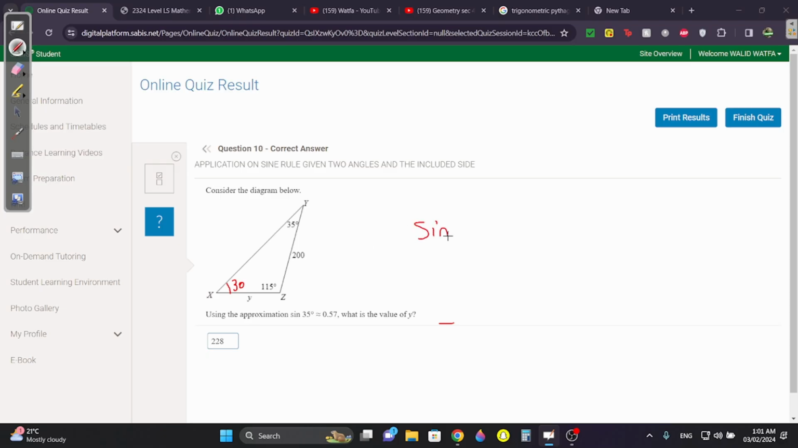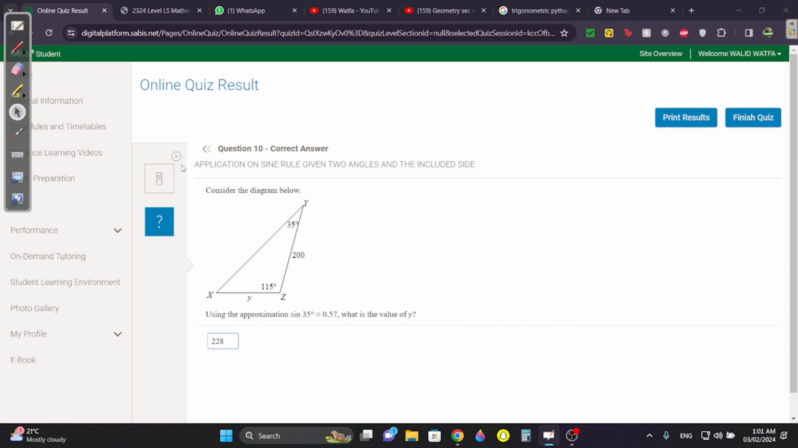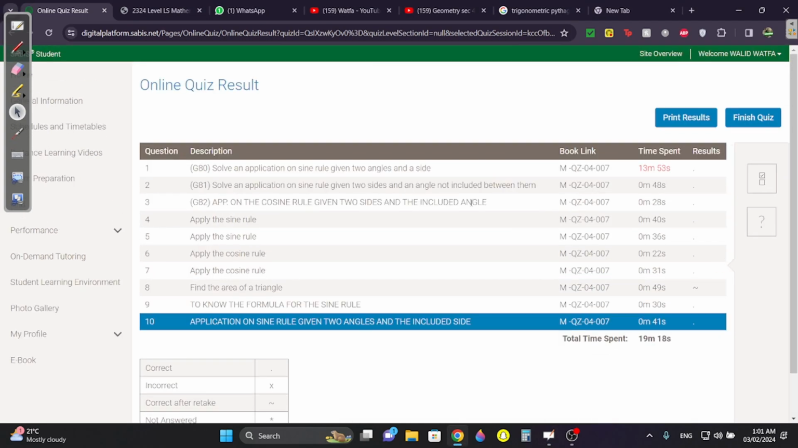So it's going to be sine 35 over y equals, what do we have given? We have this side given, so we take the angle opposite to it, which is 30. So sine 30 over 200. They're saying use sine 35 as 0.57. So 0.57 over y equals sine 30, which I'll give to you as 0.5. If you want it on a calculator, it's 0.5 over 200. Cross multiply, you get 228. Okay, that's it for the 4.7 quiz.